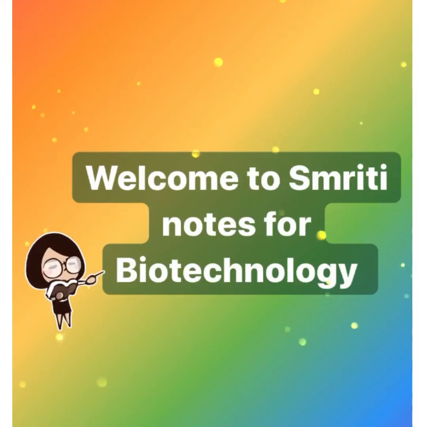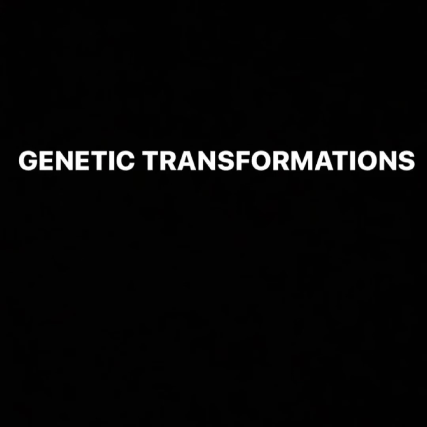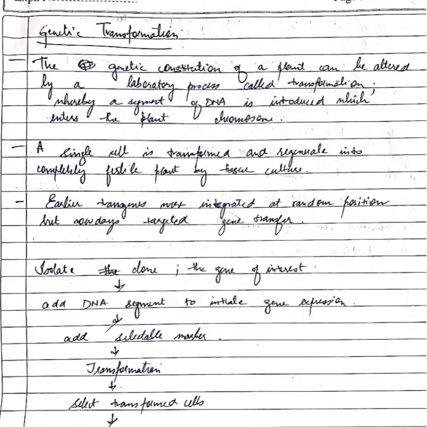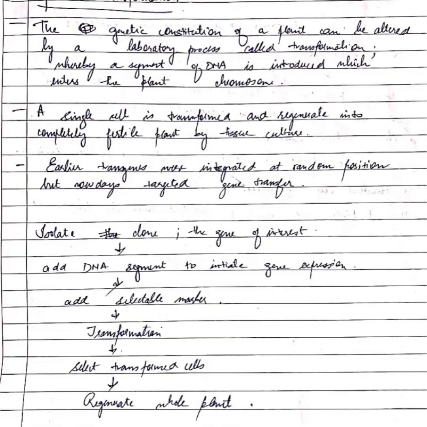In this video, we will study genetic transformation and the method, that is Agrobacterium gene transfer. So let's start with what is genetic transformation. Genetic transformation is basically the genetic constitution of a plant that can be altered by a laboratory process called transformation, whereby a segment of DNA is introduced which enters the plant chromosome. A single cell is transformed and regenerates into a completely fertile plant by tissue culture.